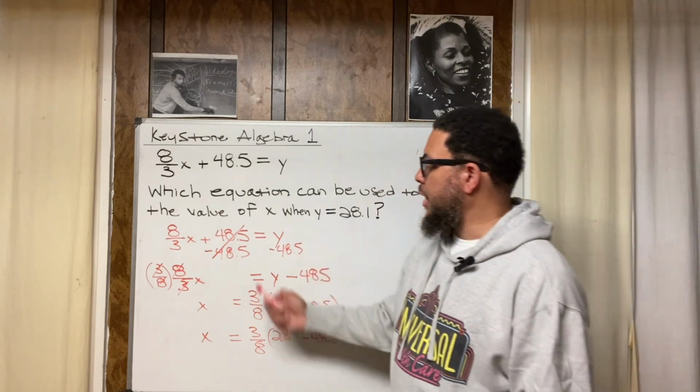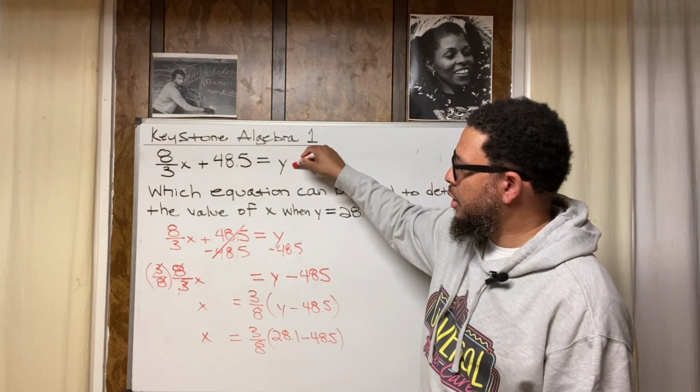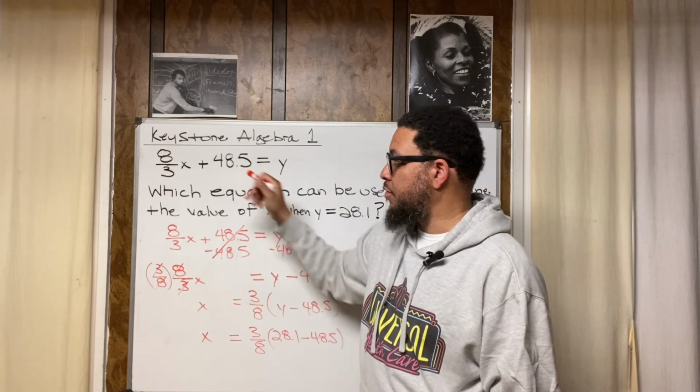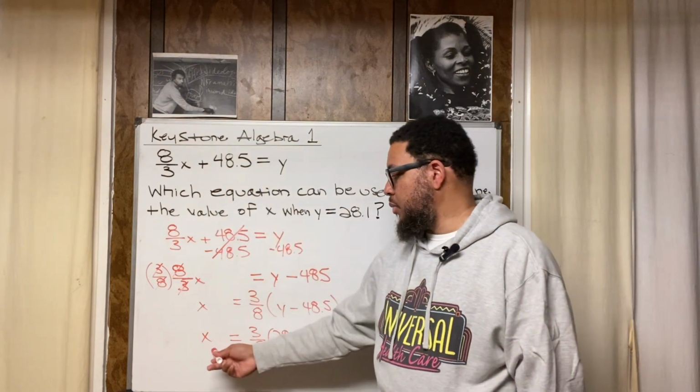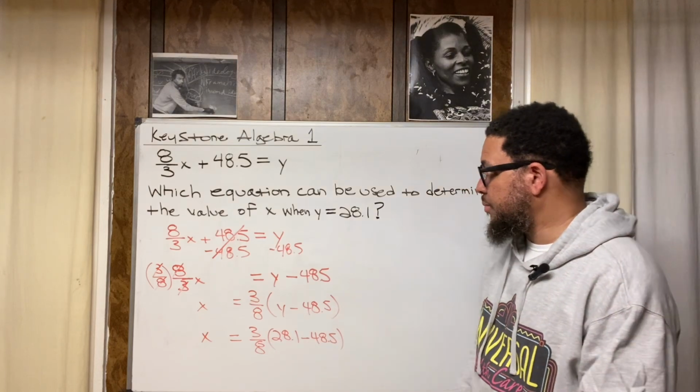And that's it. All right. So this is actually like an equivalent expression. So if I was to replace this y with 28.1 and then basically solve for x by eliminating the 8/3 and the 48.5, that's really all that happened. And we end up with this. X equals 3/8 times the quantity 28.1 minus 48.5.